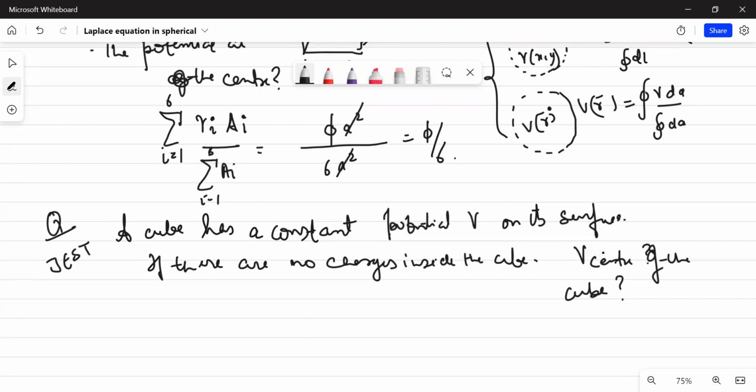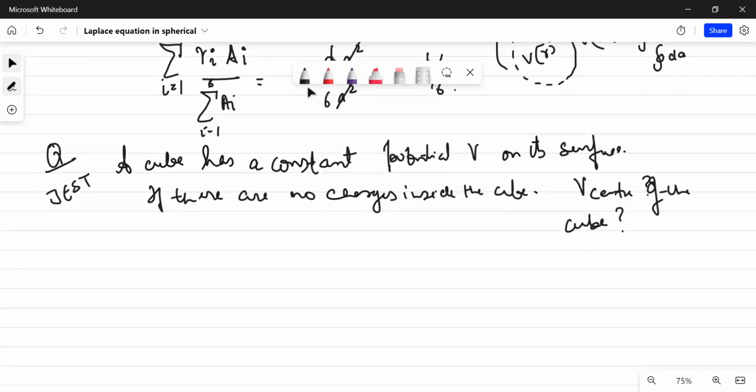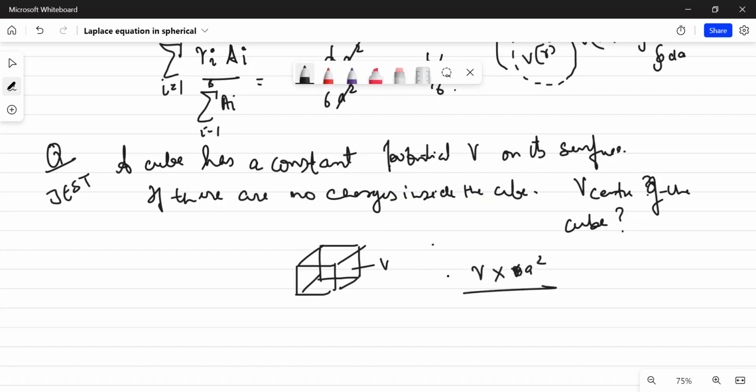Think, think quickly. 6V. No, 6 divided by 6 again. See, you know that your cube has potential V on its surface, meaning on all the sides. So your answer should be, I think, B. Look, how much potential is given on each side? V is given. So potential on all the sides is V. So V into 6a square, sorry, meaning 6 into V divided by 6a square. So a square gets cancelled. The answer should be V. Is that clear?